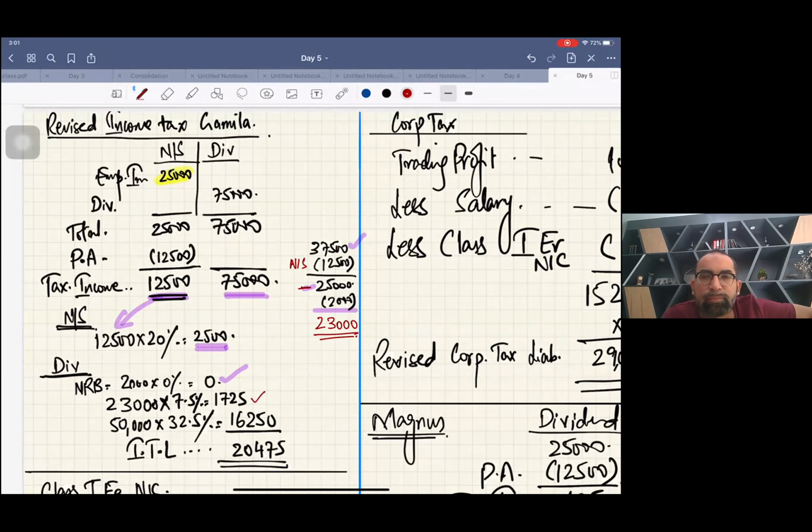And now finally, how much is the total dividend income? 75,000. And you have already calculated tax on 25,000. So 75 minus 25 will give you 50,000. And the higher rate tax for dividend is 32.5%. So this is the amount, and this is your income tax liability. I'm sure you know this, because now you are at the end of your course. So this is nothing for you now.